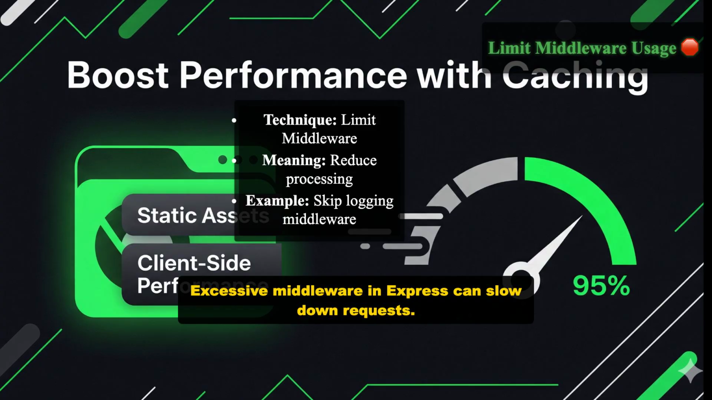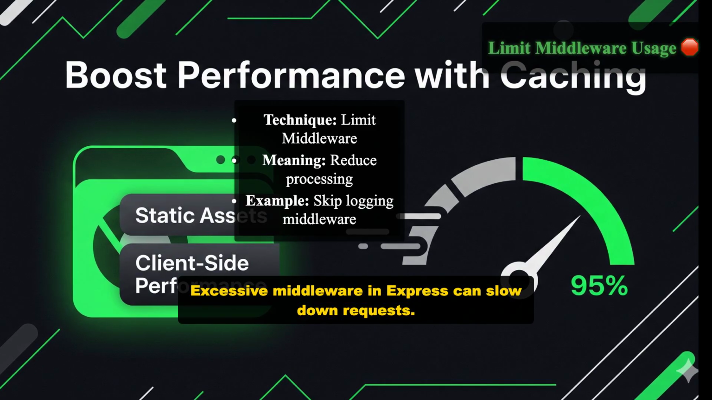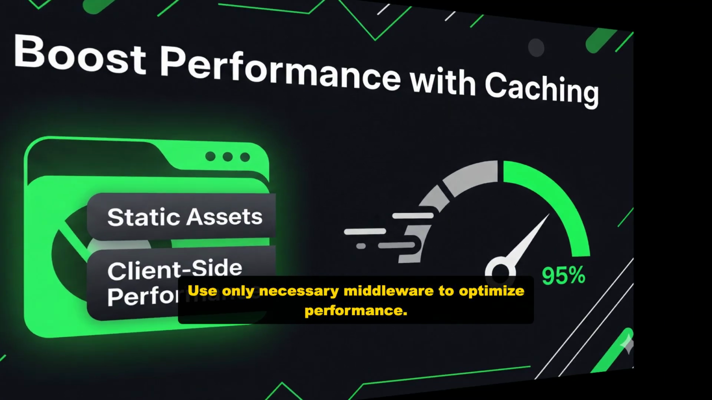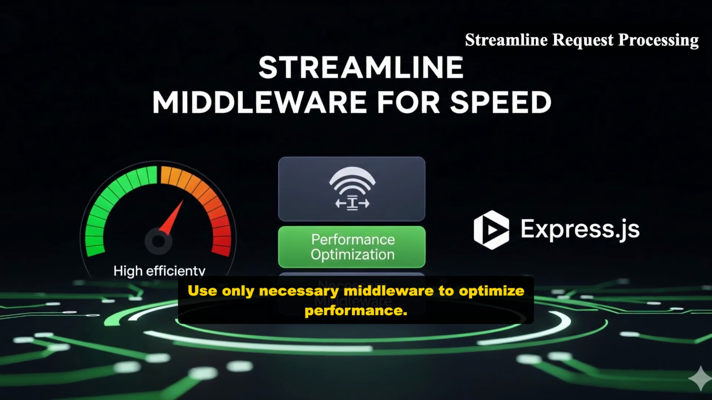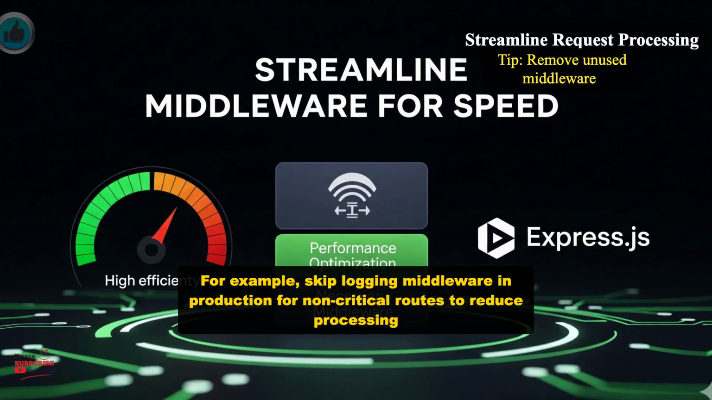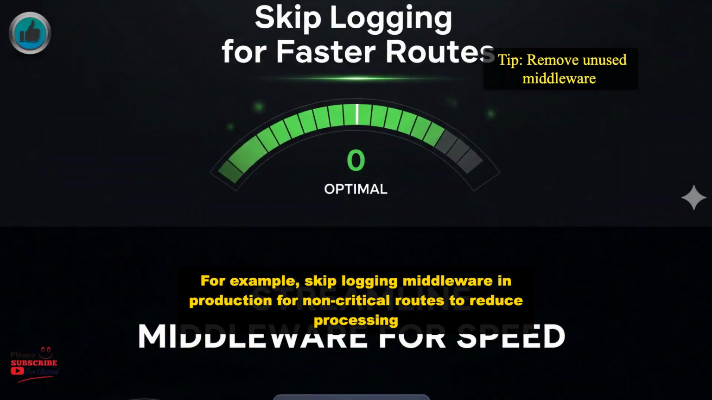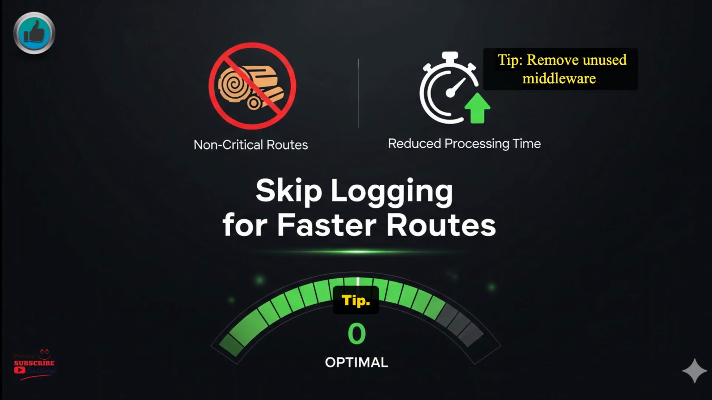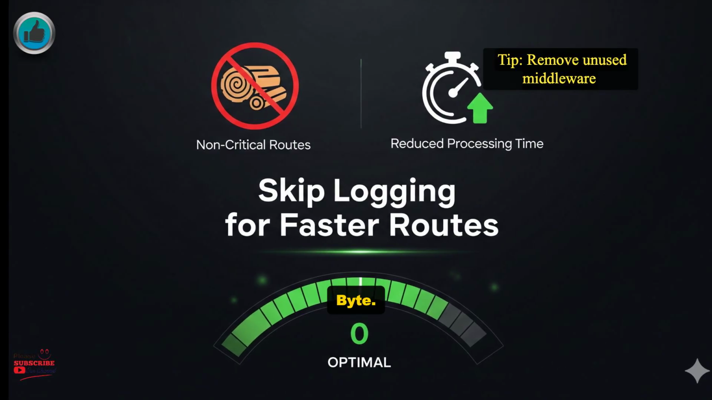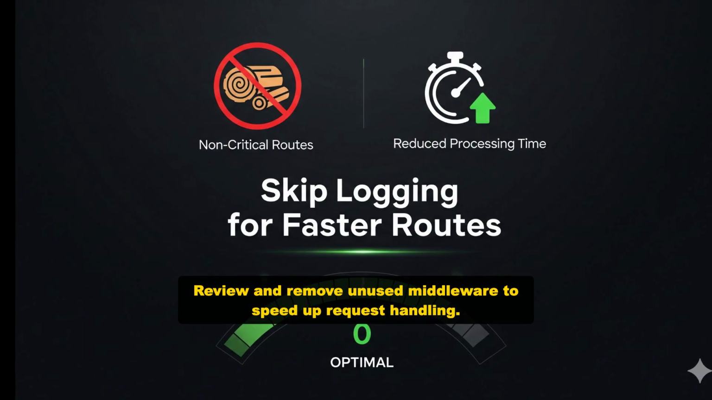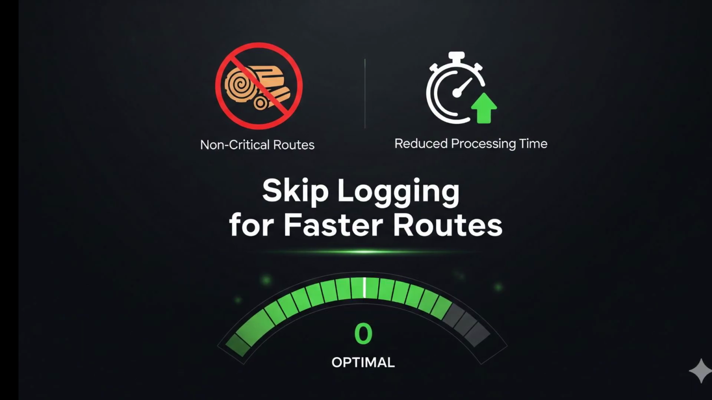Excessive middleware in Express can slow down requests. Use only necessary middleware to optimize performance. For example, skip logging middleware in production for non-critical routes to reduce processing time. Tip: Review and remove unused middleware to speed up request handling.